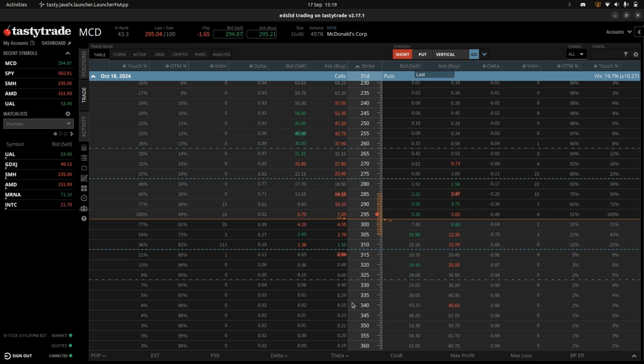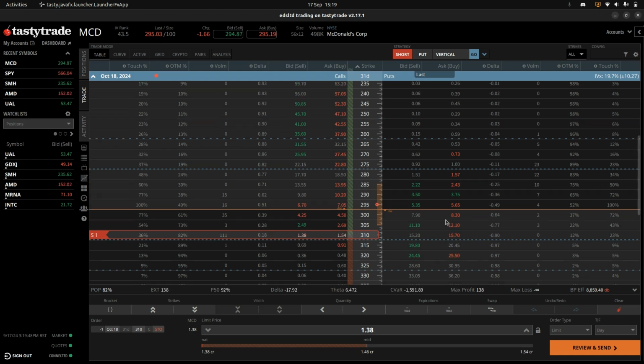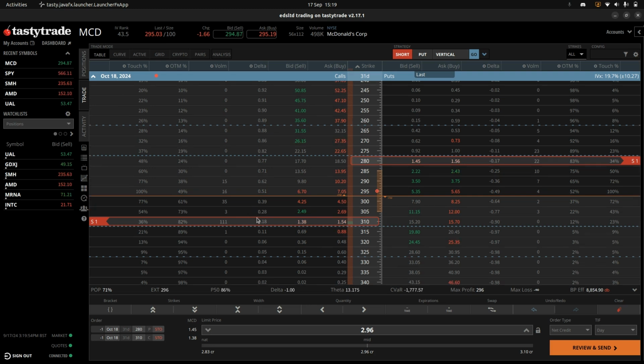McDonald's isn't too bad at the moment. So what we want to do is have a look at our delta column, and we want to be somewhere between 16 and 20 deltas on both the call and put side. As we can see here, we've got an 18 delta, which is a 310 strike, and we'll go with that on the call side. And then on the put side, we'll go with the 17 delta, which is the 280 strike. So we've created a range here, 280 and 310, right?